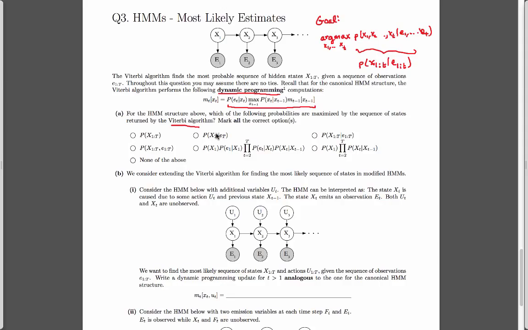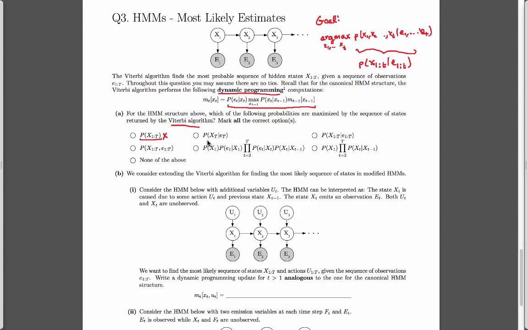So first, let's look at this option. This is saying that the Viterbi algorithm would be maximizing the probability of hidden states. However, it's not taking into account any evidence. So this is actually incorrect because this distribution is going to change based on the evidence and the observations that you have of your states.